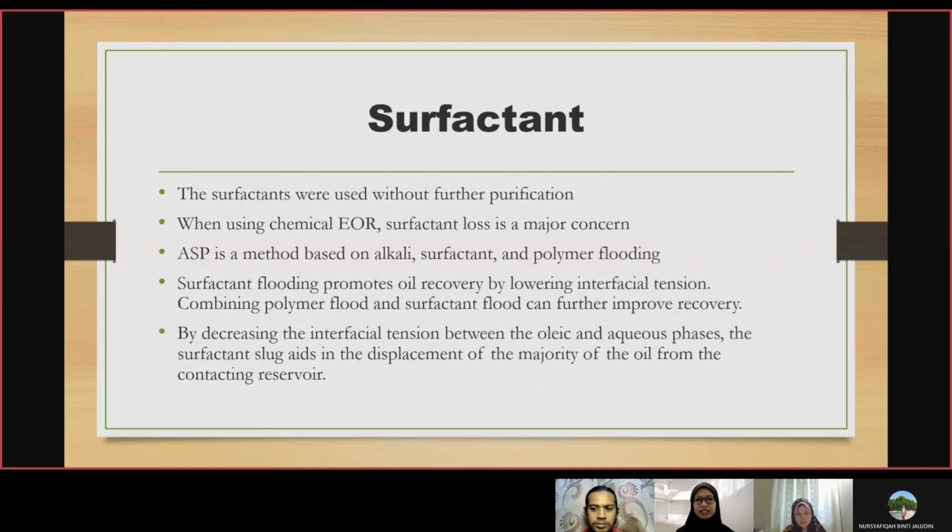As for the surfactant, it was used without further purification, and when using chemical EOR, surfactant loss is a major concern.